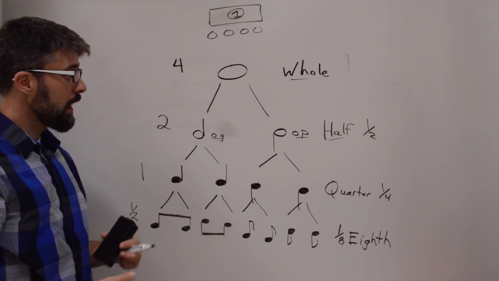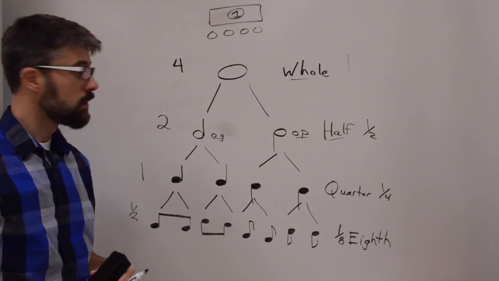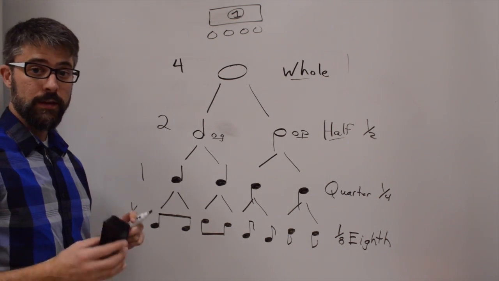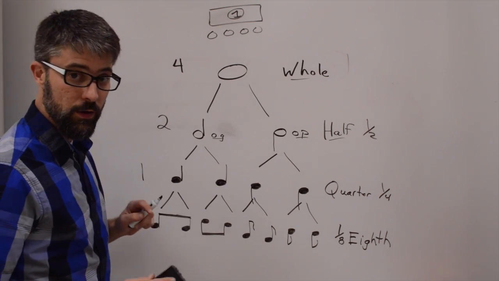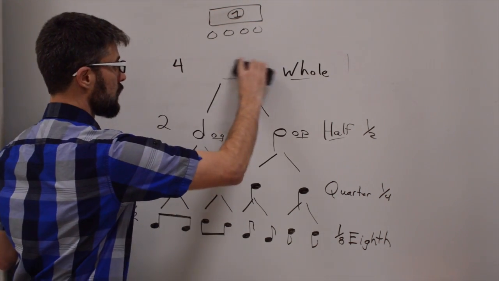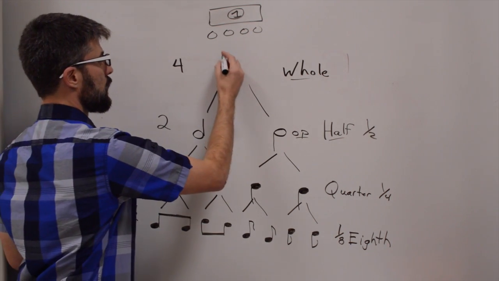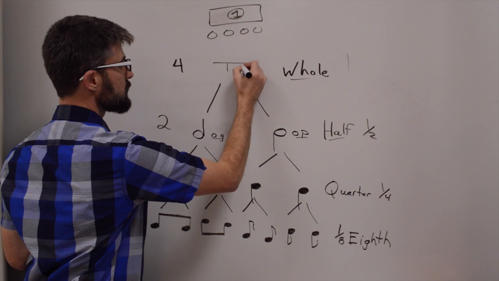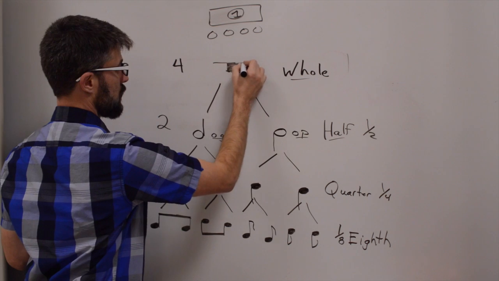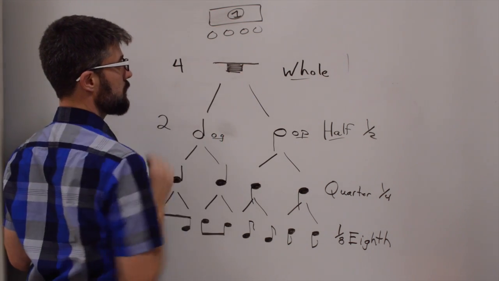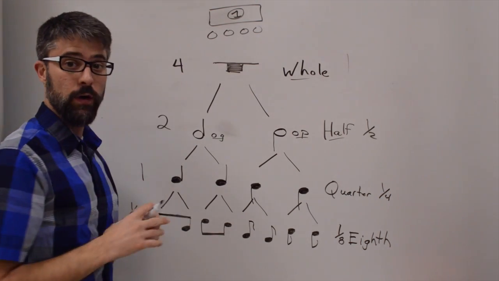Now, everything we just did right here can also be done with rests. So we have rests that are identical to this. So let me show you what they look like. I'm going to erase our notes, and I'm going to replace them with rests now. So first, at the top, we would have a whole rest. This looks like an upside down hat. Okay? I like to think of the hat being full. It's got four beats. It's going to rest for four beats.